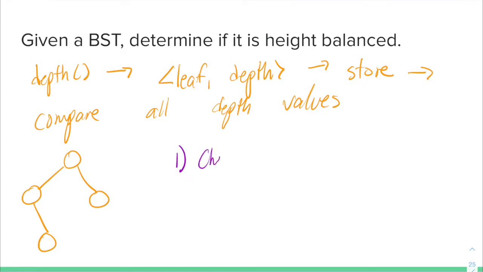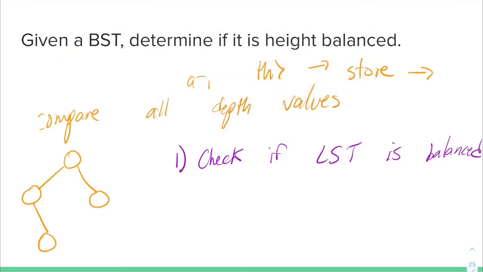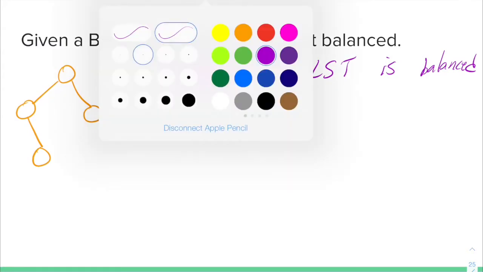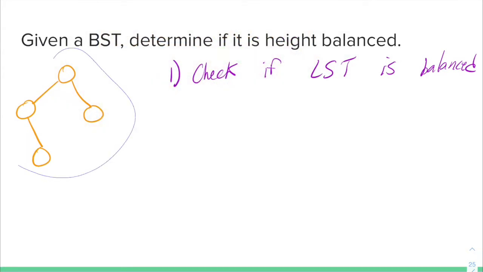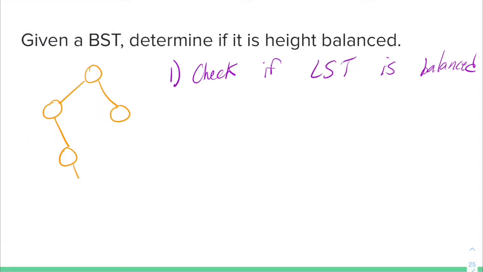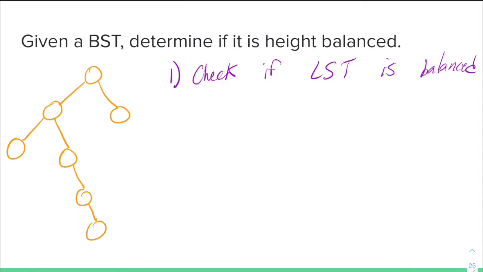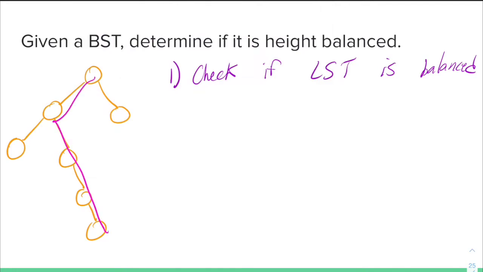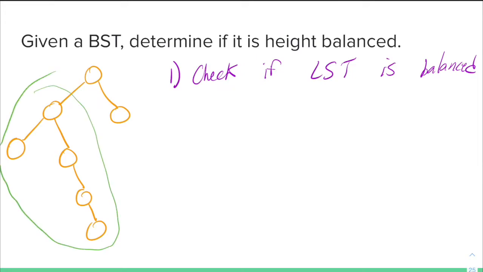And we can think, one, let's check if the left subtree is balanced. So the idea here is checking if the left subtree is balanced. Consider this tree right here. Well, clearly this tree is not height balanced because we have this one path over here that's much longer than this path of 1. And even if we look at this left subtree, we see that it's also not height balanced because here we have a path of 1 and here we have a path of 3.